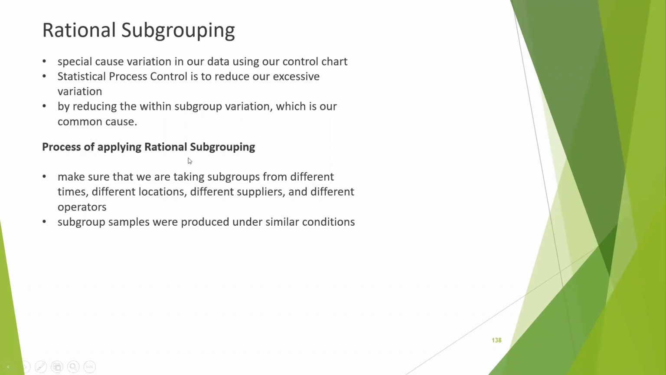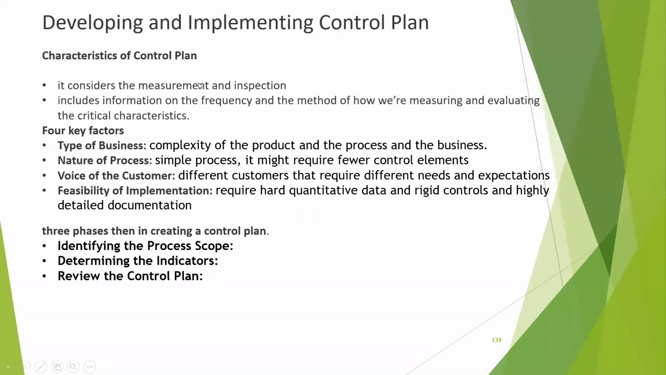Okay, the process of applying rational subgrouping: make sure that you are taking subgroups from different times, different locations, different suppliers, and different operators. This is applicable for the production side, not for us. For example, if I want to do subgrouping on the denial side, I'll break it by denial category, duplicate, eligibility, like that. Then I'll start doing the SPC chart to understand where the difference is coming from, in which particular bucket. Okay, this is about the subgrouping side of it.